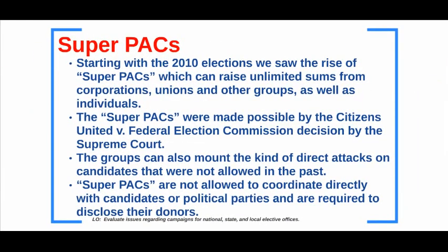And this brings us now to super PACs. Starting with the 2010 elections, we saw the rise of super PACs, which can raise unlimited sums from corporations, unions, and other groups, as well as individuals. The super PACs were made possible by the Citizens United versus the Federal Election Commission decision by the Supreme Court. The groups can also mount the kind of direct attacks on candidates that were not allowed in the past. Super PACs are not allowed to coordinate directly with candidates or political parties, and they are required to disclose their donors.